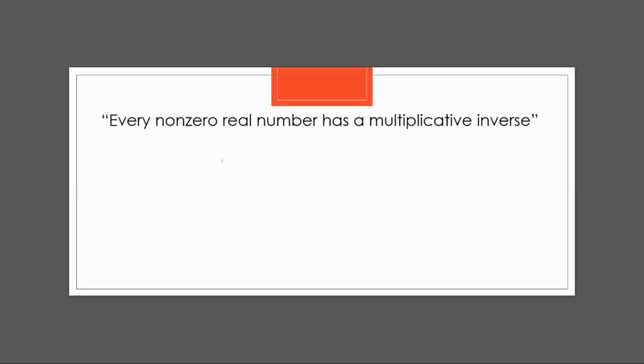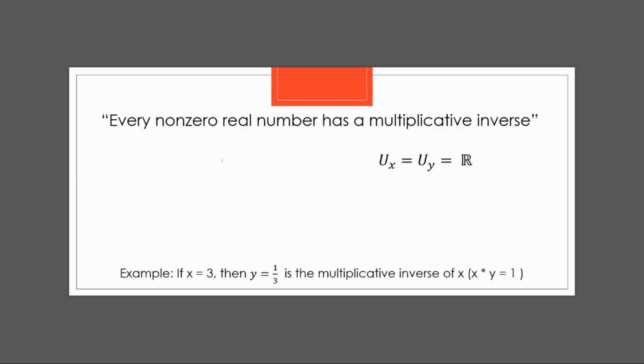Let's see this again. Every non-zero real number has a multiplicative inverse. The multiplicative inverse is similar. It's a statement that any two numbers are multiplicative inverses if you can take them and multiply them to get 1. Again, this is a statement about real numbers, so we're going to say let the domain of x and the domain of y be all real numbers.